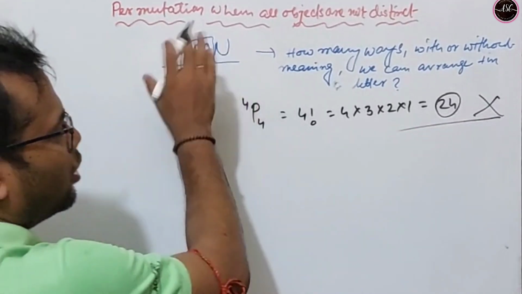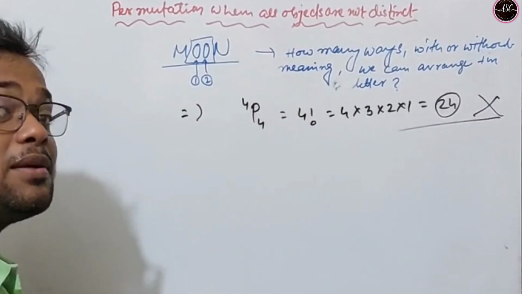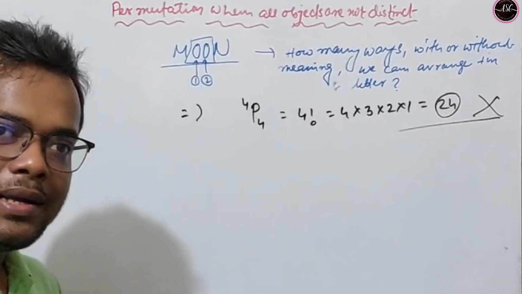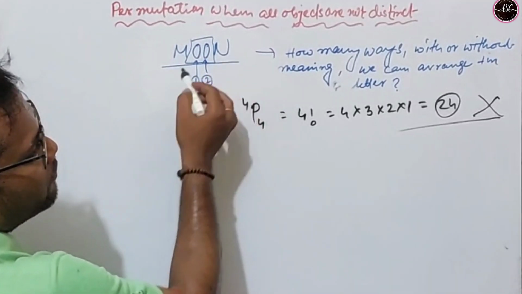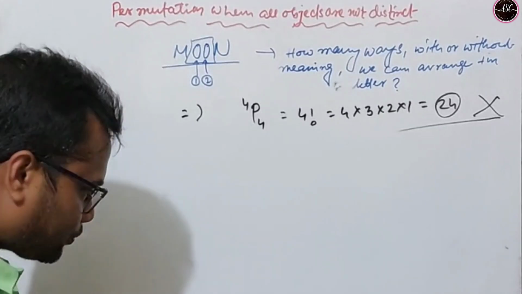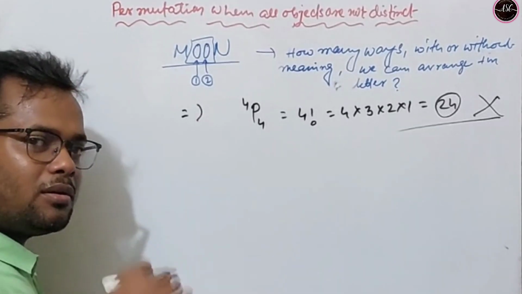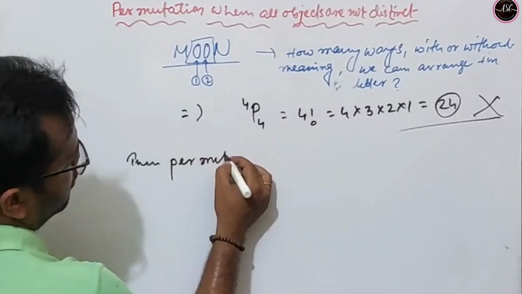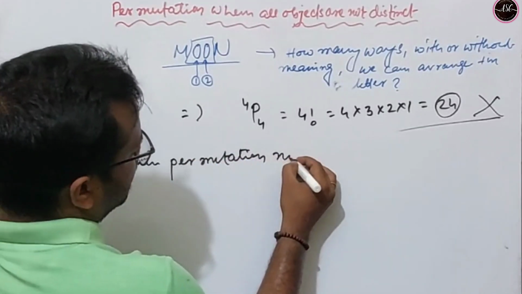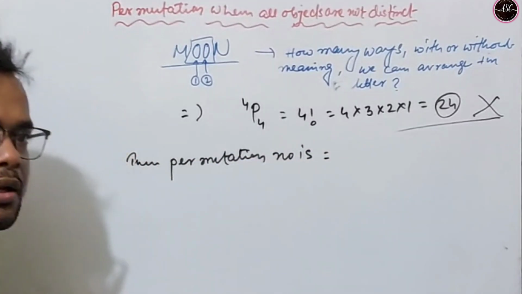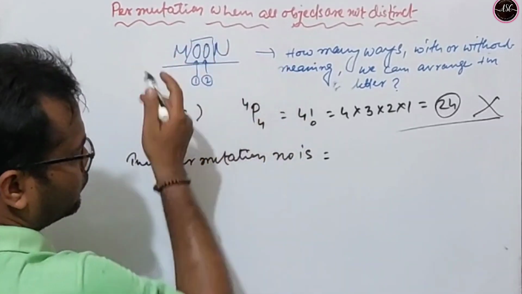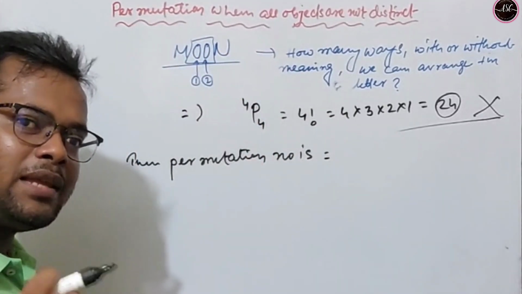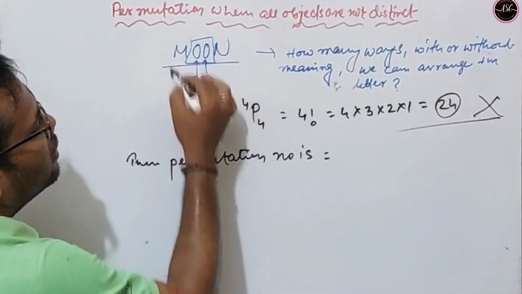To solve this type of problem, there is another theorem. Here all the letters are not distinct. There are duplicates of the letters. So if a duplicate letter arises, then the permutation number is found like this: write the total number as a factorial. Here the total number of letters is 4.